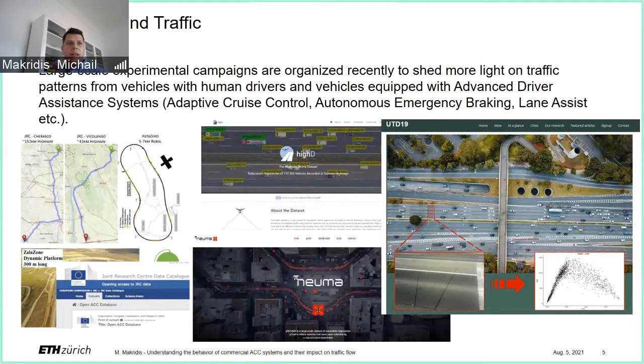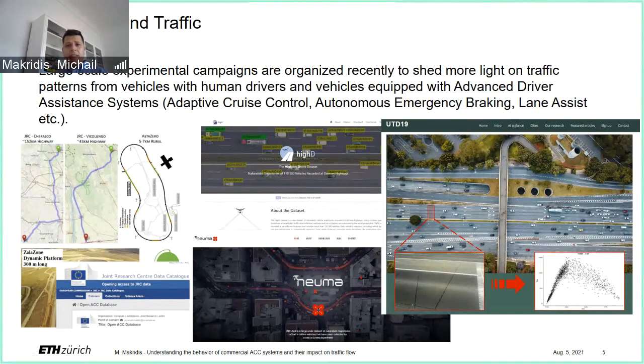It can be in many decades from now, but at the moment, maybe the situation becomes worse with autonomous vehicles. And recently, many experimental campaigns started to run with the advancements in the sensors and the portability of the sensors and the ease of installation and processing. You see here some examples. The Pneuma database with drones from EPFL, the UTG database from ETH, the HighD database in Germany, and many others.